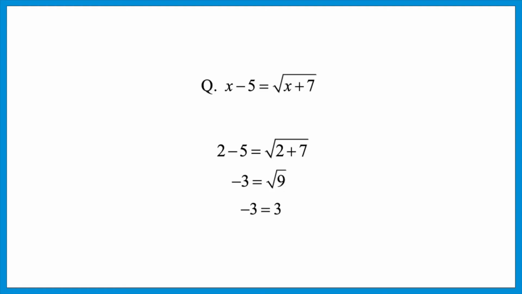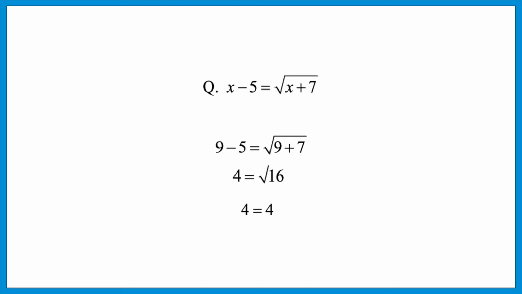Let's plug in the 2 first. 2 minus 5 equals the square root of 2 plus 7. On the left, that would give you negative 3, and on the right, the square root of 9. That means negative 3 equals 3. That's not a true statement. That means 2 was not a good answer. We can reject it. Now let's do the same thing for 9.